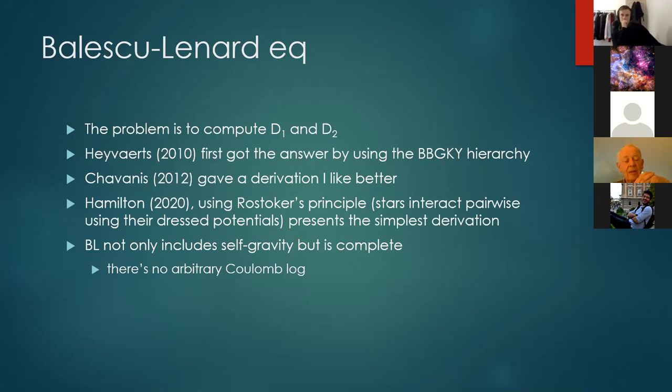And this summer, Chris Hamilton gave a much simpler, more generic account still that I recommend to you, because the Heyvaerts and Chavanis papers are quite heavy going. They contain stuff that you won't find in Chris Hamilton's paper, but if you want to just get a feeling for the physics of it, then Chris Hamilton's paper, I think, is a good go-to place. It's very straightforward and easy to understand. And he basically takes as his starting point what's called Rostoker's principle, which is that stars interact with each other pairwise using their dressed potentials. Dressed, right, in the sense that they carry an entourage, and that entourage generates a potential, so that the potential of an actual star is not the same as its Kepler potential.